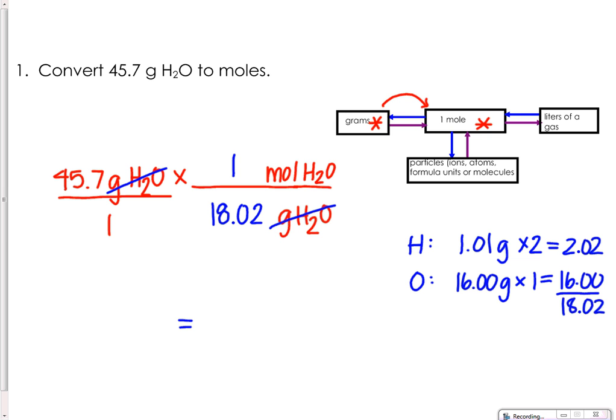And if you use your calculator to check this, you should get an answer of 2.54 moles of H2O. That has the right number of significant digits.